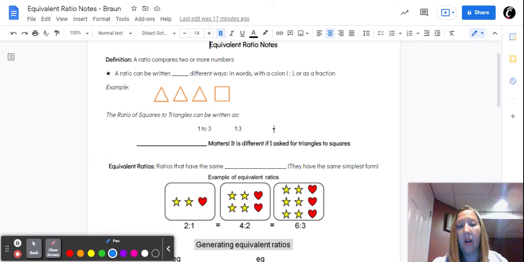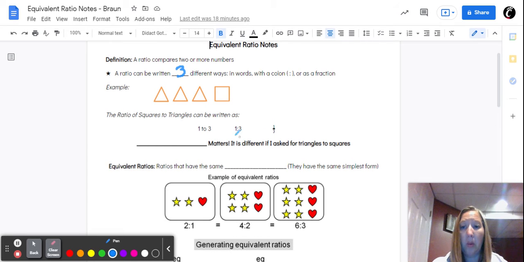Hi guys, so today we are going to start into topic 1 where we're talking about ratios and rates. Today we're going to focus specifically on equivalent ratios. And before we can do that, we really need to talk first about what a ratio is. So a ratio compares two or more numbers. A ratio can be written in 3 different ways. It can be written in words, with a colon, or as a fraction.